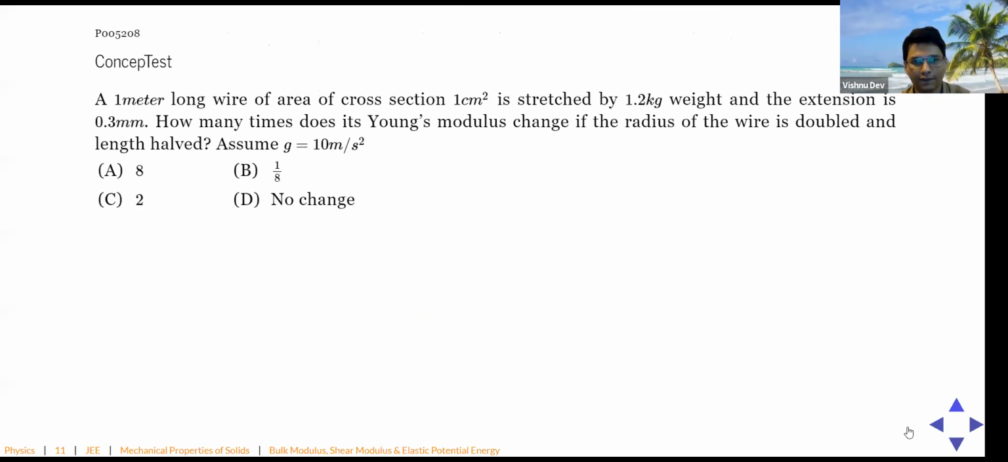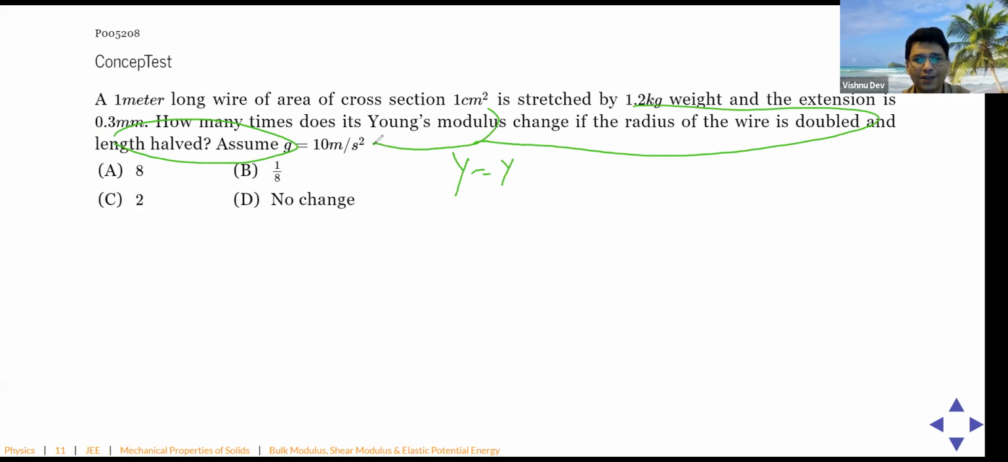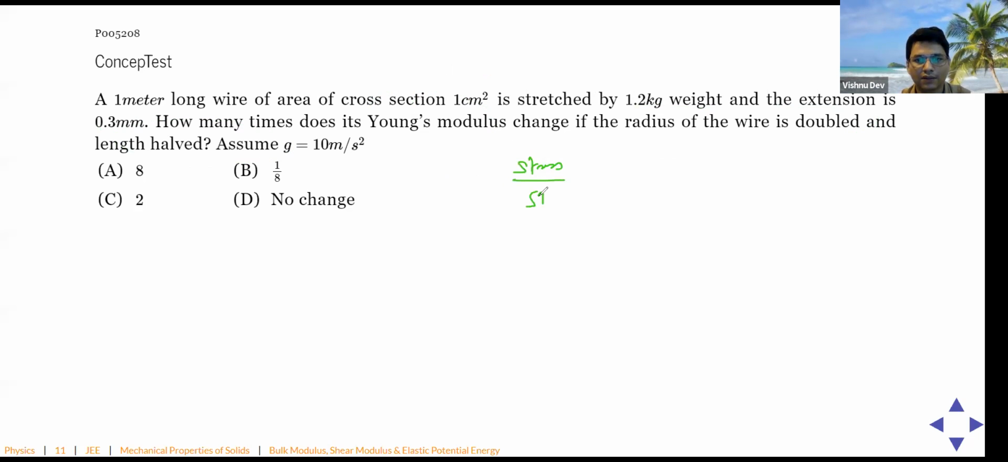Now, even if you don't do that, look at what is written in the question: how many times its Young modulus change if radius of the wire is doubled and length halved. Think about it. Radius is doubled, right? Yesterday also we asked, sir, Y is constant, Y depends on material. When we studied stress by strain is equal to Y, do you remember?